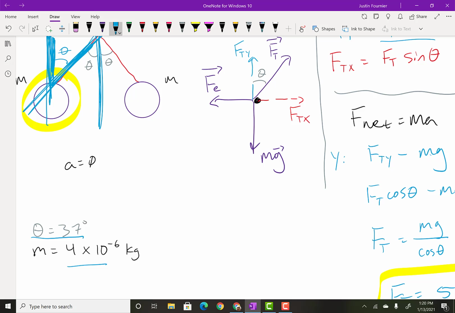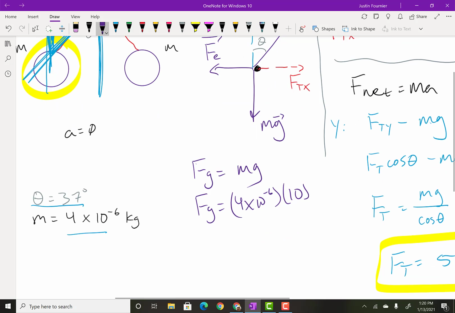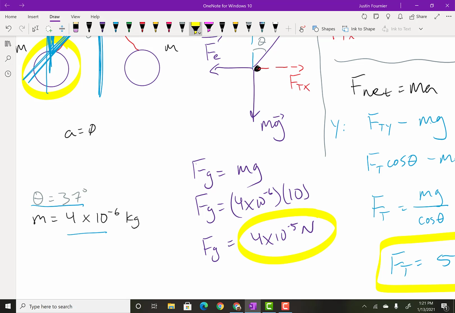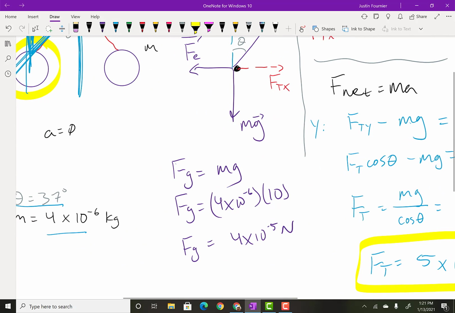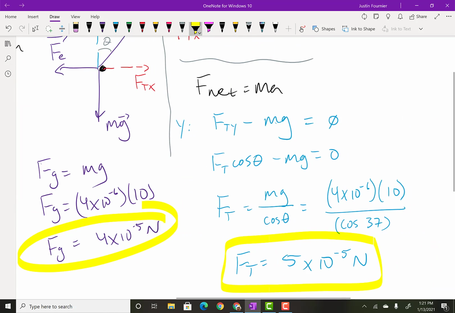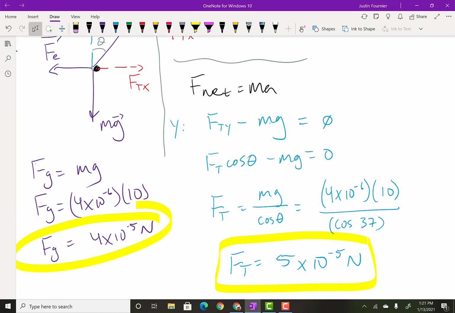But the weight is just going to be mg. So the weight, which is the gravitational force, is just going to be mg. So the gravitational force is going to be 4 times 10 to the negative 6 times 10 newtons per kilogram. So that means Fg is going to be 4 times 10 to the negative 5 newtons. So that's my gravitational force. I got the tension force, 5 times 10 to the negative 5, and my gravitational force, 4 times 10 to the negative 5.